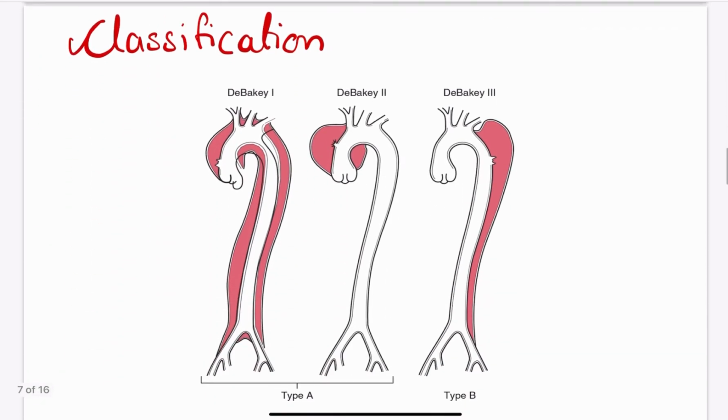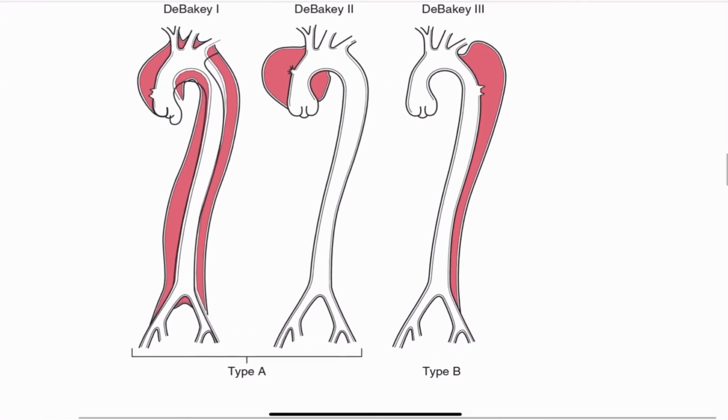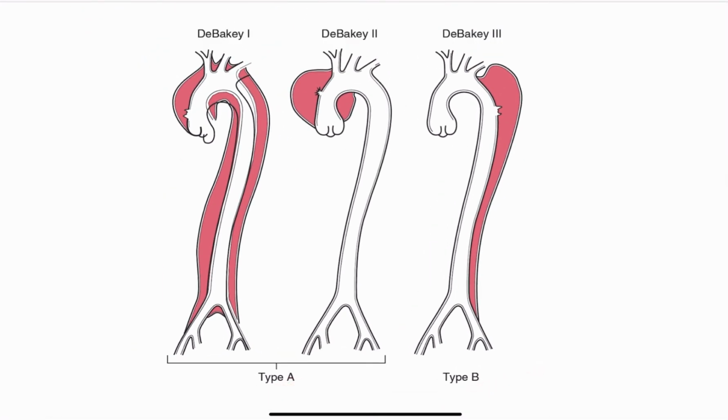Aortic dissection is classified anatomically into two types, type A and type B. Type A may involve either both the ascending and descending aorta or just the ascending aorta only. And type B is when it involves the descending aorta only. Or if we classify it under the DeBakey classification, this is DeBakey type 1, this is DeBakey type 2, and this is DeBakey type 3.